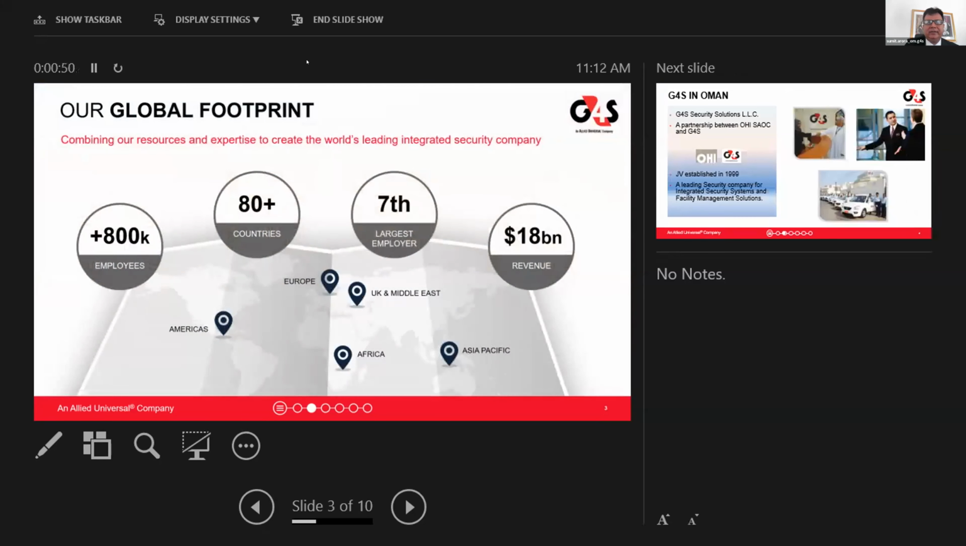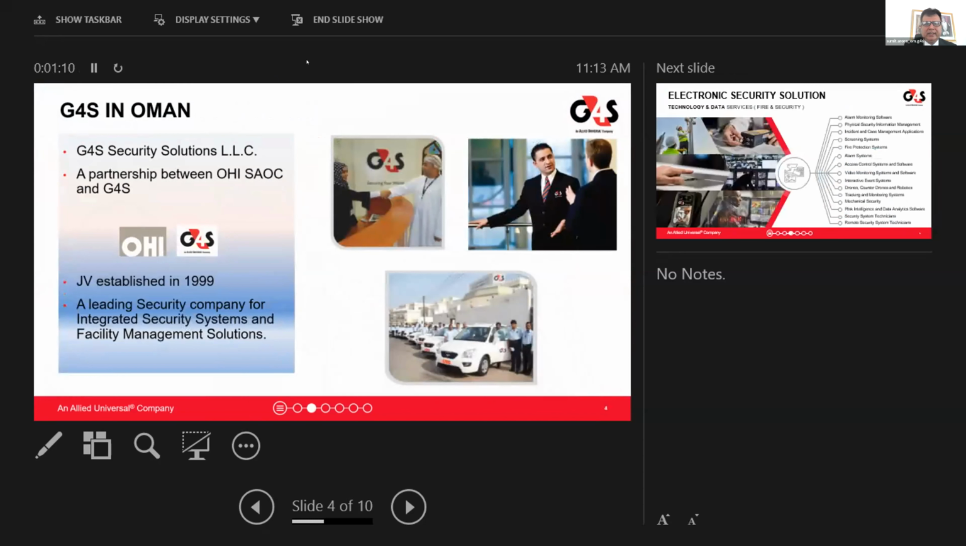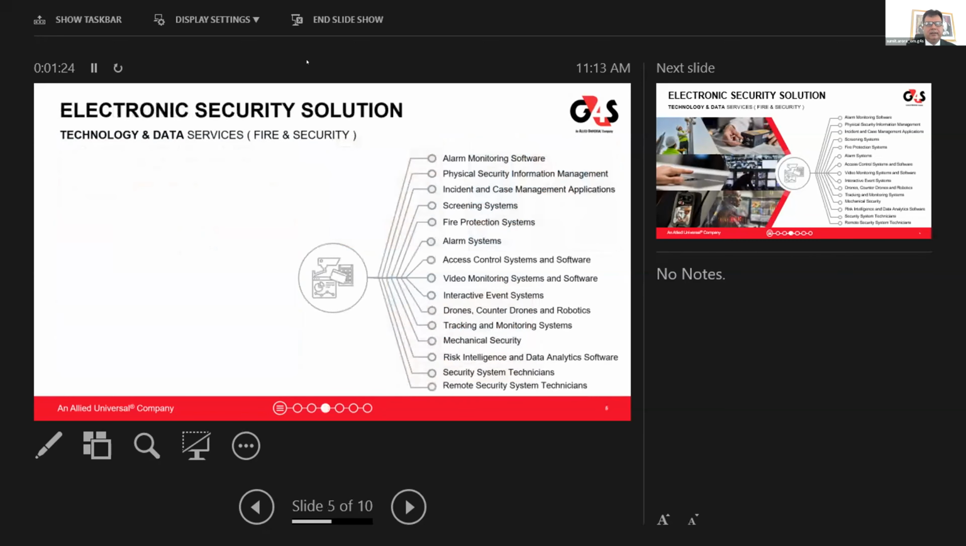For those who are not familiar with the company's details, G4S is a multinational company with over 800,000 employees and operations in more than 80 countries across the globe. This makes us the largest security company in the world. We started our operations in Oman in the year 1999, and we have our head office in Muscat, and we have 2 branch offices, one in Salalah and one in Sohar.